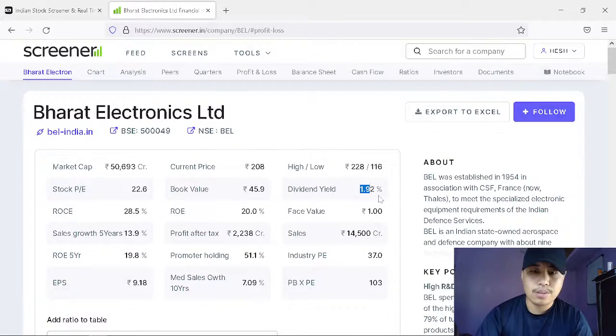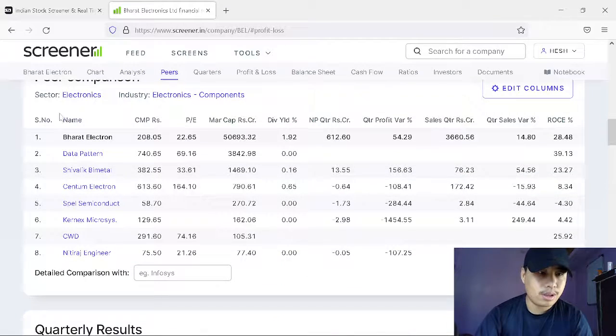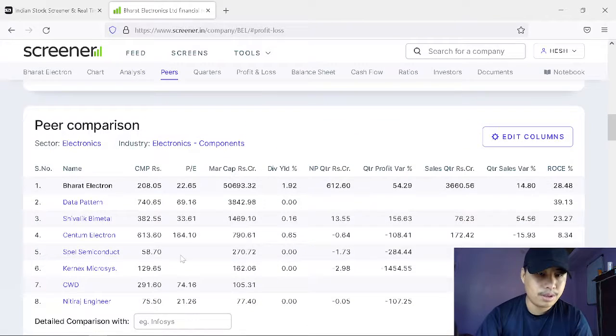Okay, they have 1.9%, which is actually just okay. So industry PE 37, which is good. Let's compare with other stocks here. If you look at industry PE, then this one is good, and even this Nitros engineer PE is good, but we don't know the financial statement here, right? So no, these are not very impressive here.